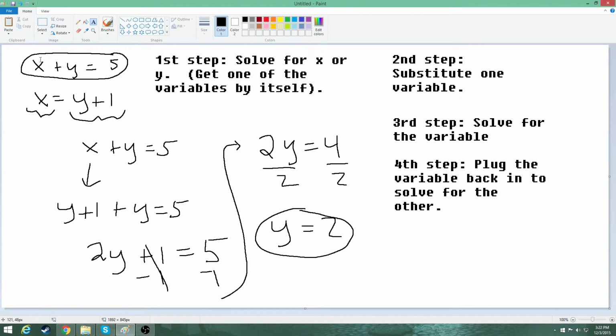Alright, so from our original equations, we had 2 that we can pick from. We can pick from this one here, or we could pick from this one. So we're going to write down x equals y plus 1. Okay. We already know what y is. y is 2. We solved for it right here. So we plug that in for y. We get x equals 2 plus 1, which is 3.